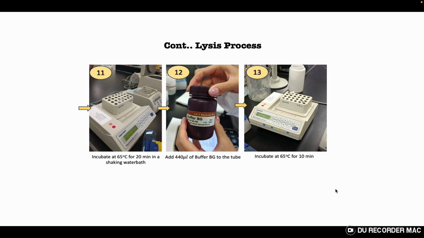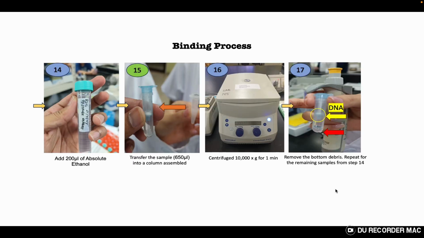Continue to the next step. We incubate at 65 degrees Celsius for 20 minutes in a shaking water bath. Next, we add 440 microliters of buffer BG to the tubes. The buffer BG's function is to keep the pH of our sample stable. Followed by incubating at 35 degrees Celsius for 10 minutes. That's the end of the lysis process.